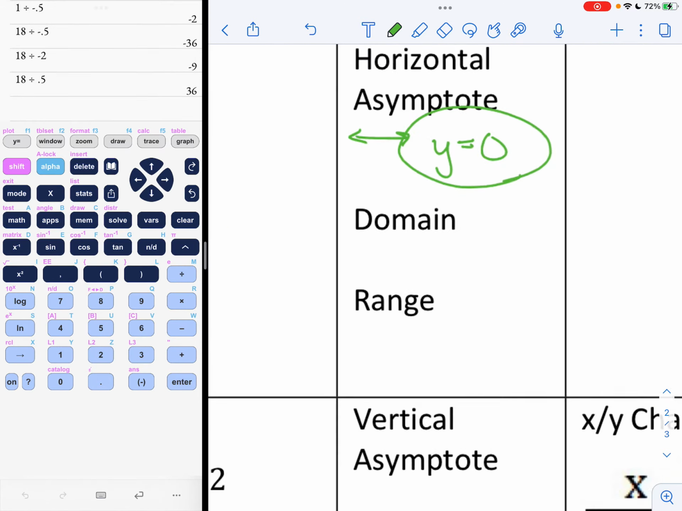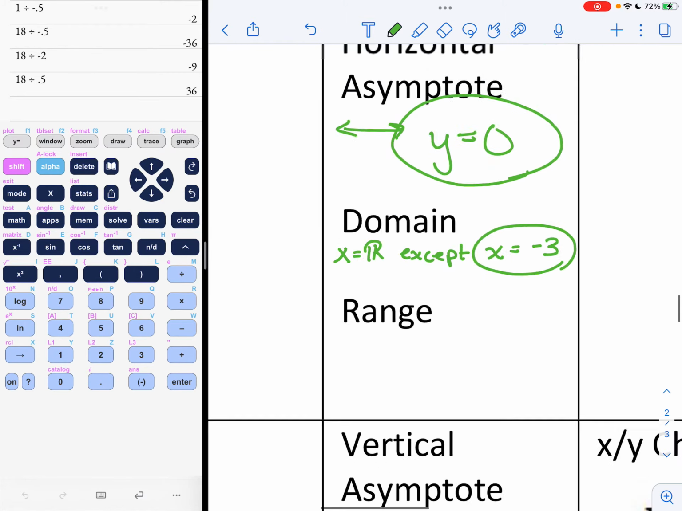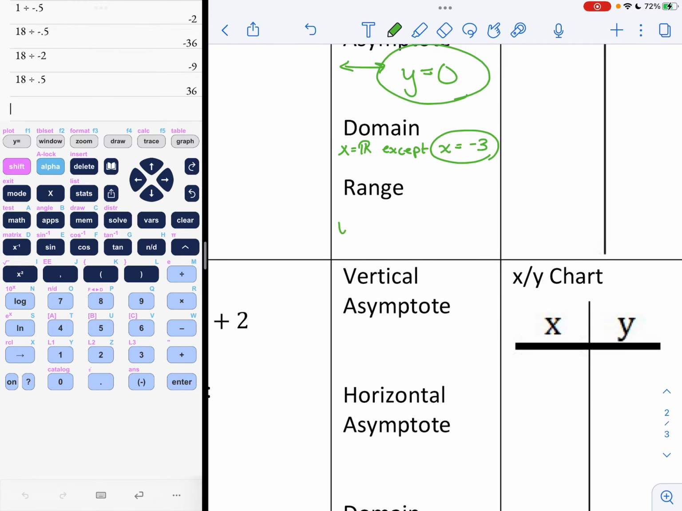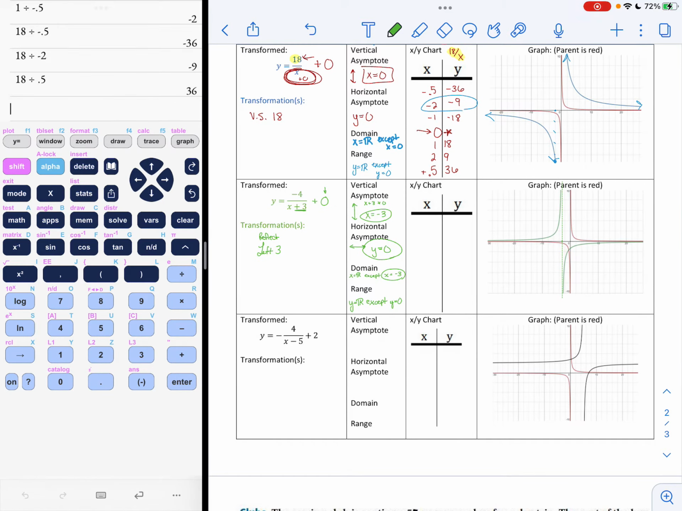Your domain is going to be a little bit different. Again, x can be all real numbers, however, except I can't make my denominator 0, so your asymptote is going to be whatever your asymptote is, because you can't plug negative 3 in. Your range is going to be all real numbers, except, well, what is my asymptote and then y? For y, y is not allowed to be 0, because there's no value of x you can plug in there to get 0. So whatever the back number is helps you determine what your range is. It also helps you with your horizontal asymptote.